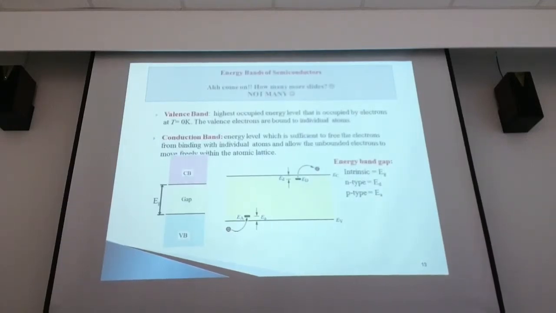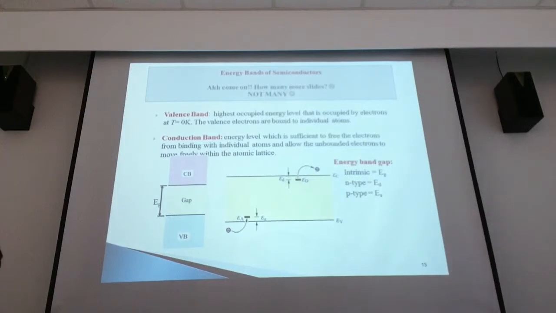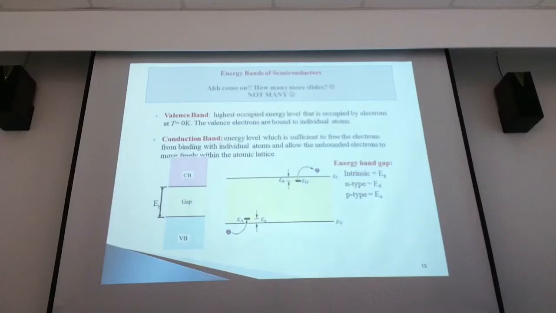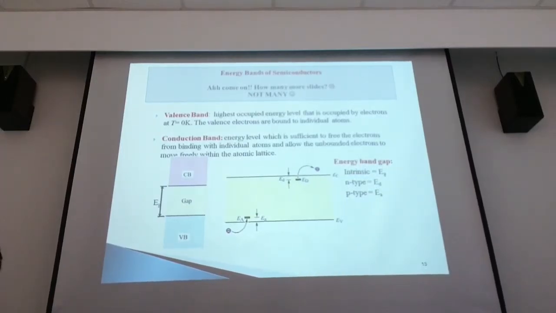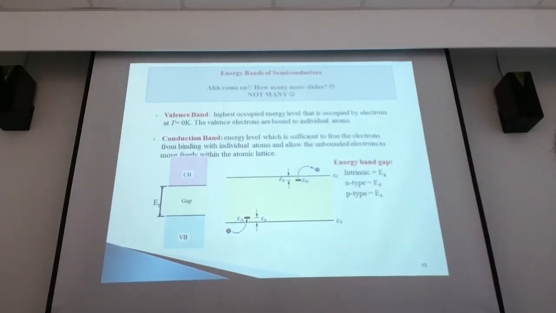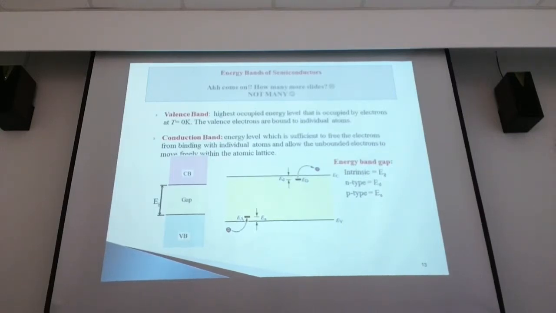Energy bands of semiconductors. So I said the band gap, right? What is the band gap? The band gap is the difference between the valence band and the conduction band. What is the valence band? Valence band means that valence electrons are sitting with some energy, and that energy band is called a valence band because valence electrons are sitting on that band.